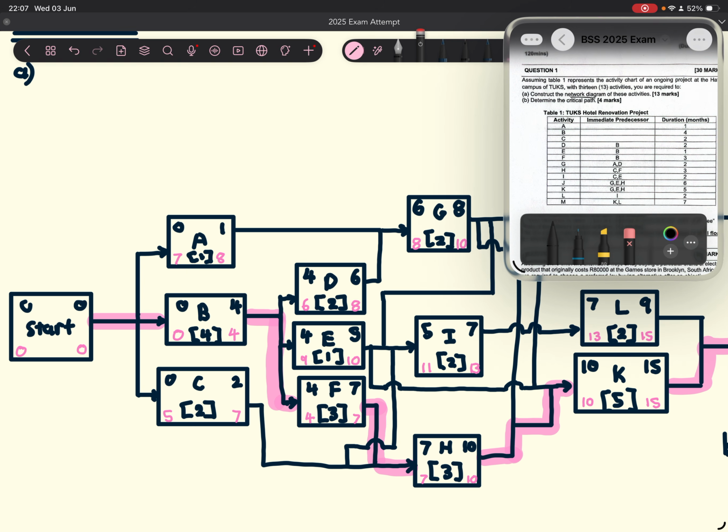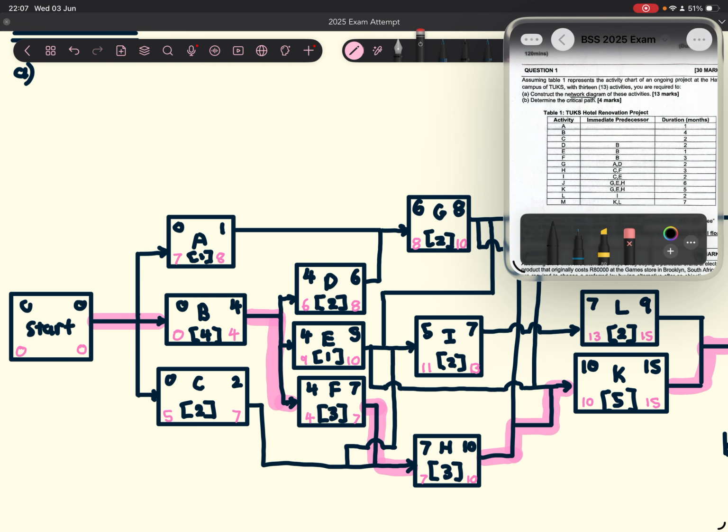So all of these are going to start on month 0, and then since A has a duration of 1, we're going to say 0 plus 1. That's going to give us an end of 1, so it's going to end at month 1. And then the same for activity B, duration of 4, so we're going to add 4 to the 0. We're going to get an end date of month 4. And then for activity C, we add 2 to the 0, so then we're going to get an end date of 2.